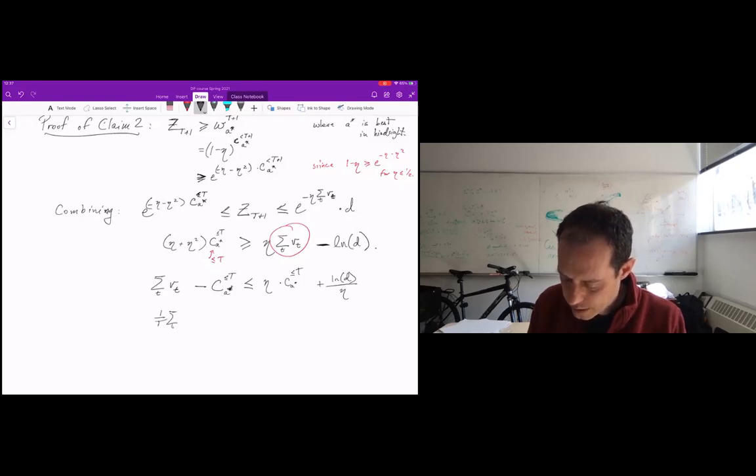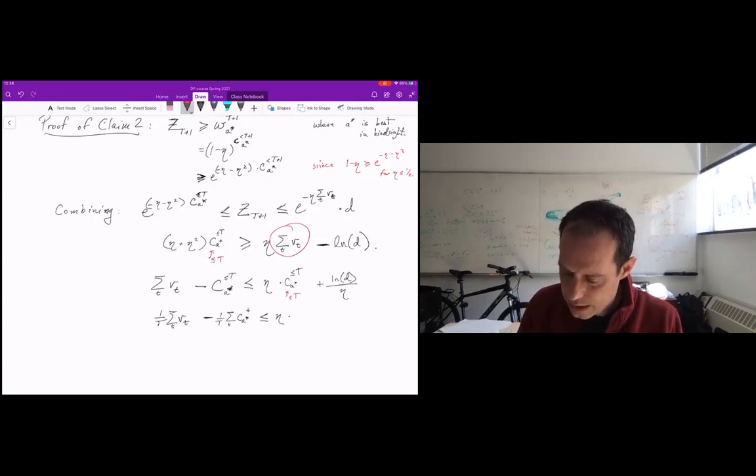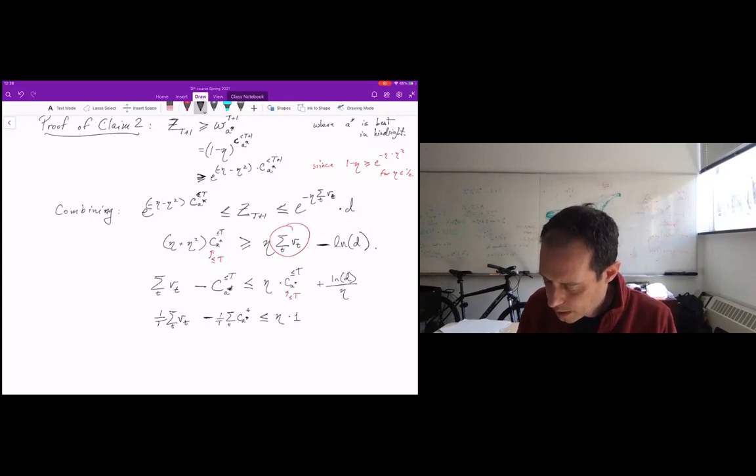1 over t times the sum of the VT minus the average cost for A. I'll write out what that is: A star time t. That's at most eta times, we'll use the fact that this thing is at most t, to get eta times 1, plus log of d over eta times t.